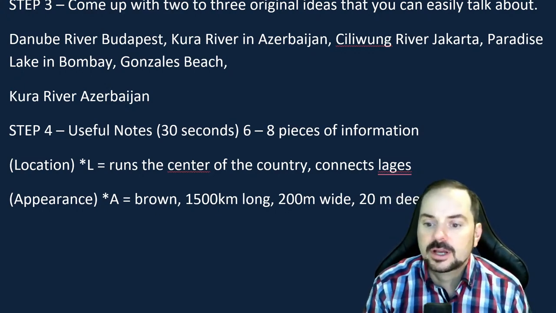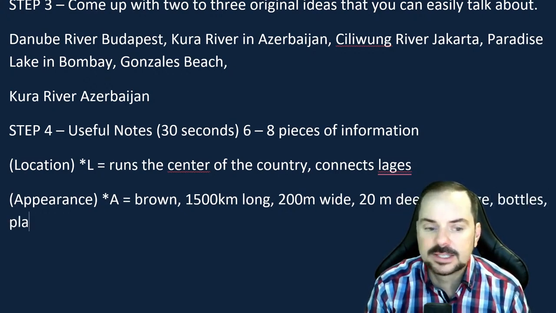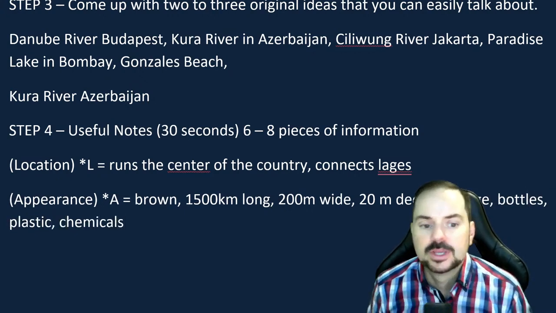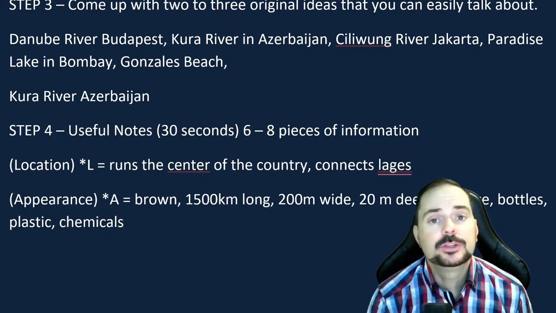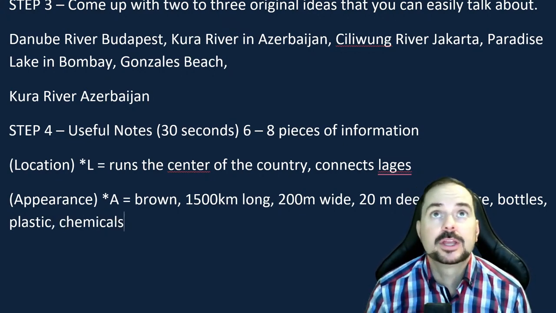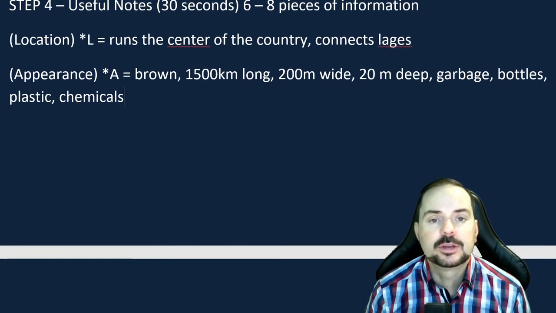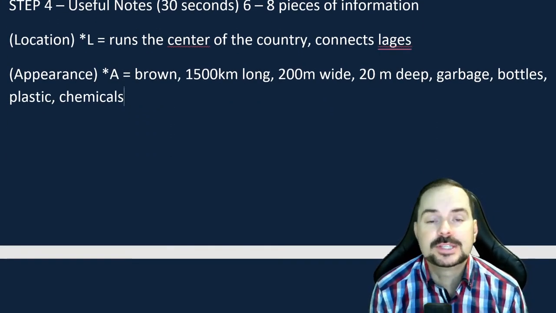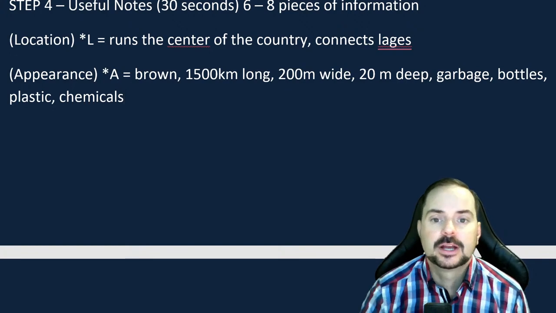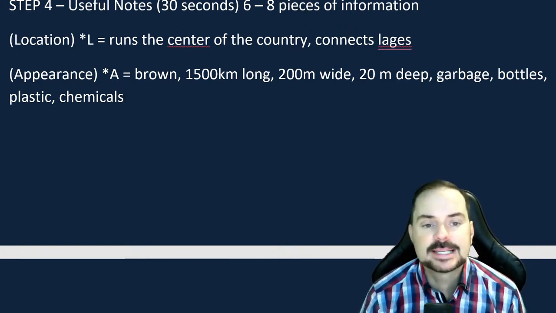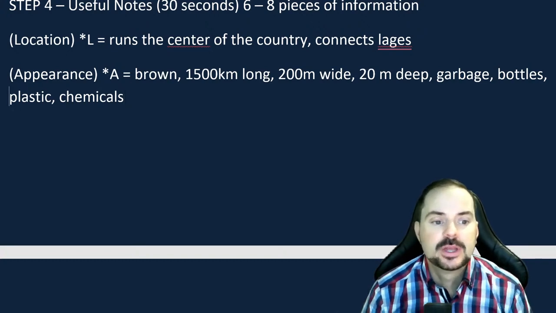All right, garbage, bottles, plastic, chemicals. All right. So appearance, right? We want to remember the card here. We're talking about a place of pollution. So you need to think about what kind of pollution you see at Kura River. So garbage, bottles, plastic, chemicals.